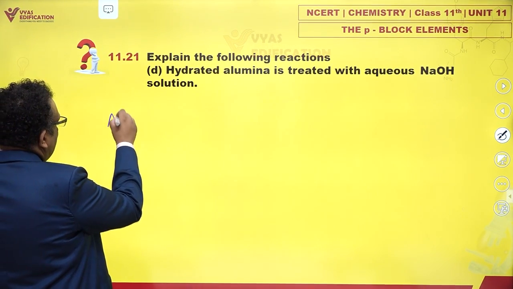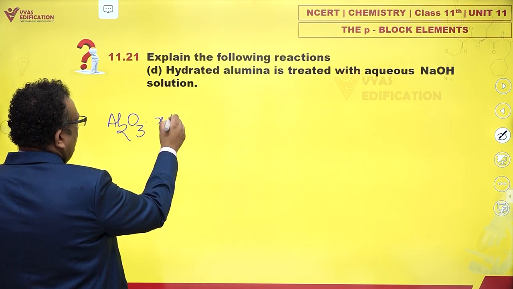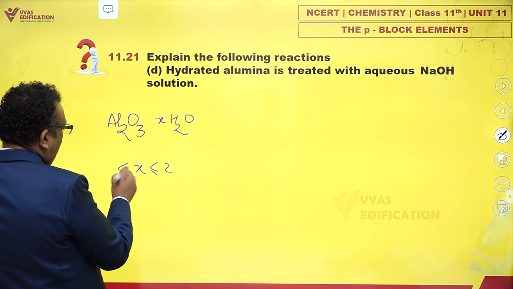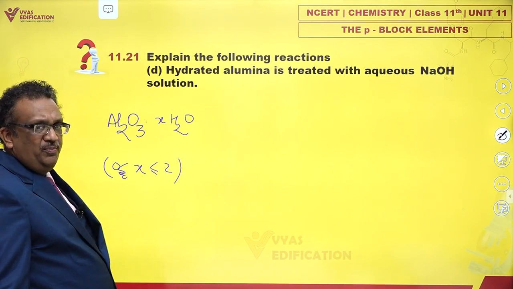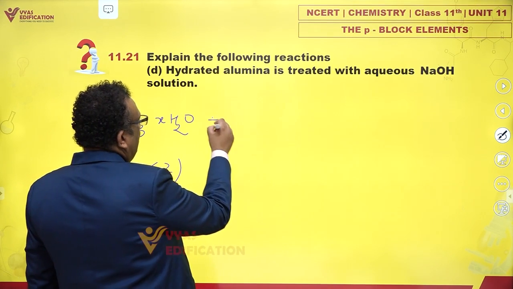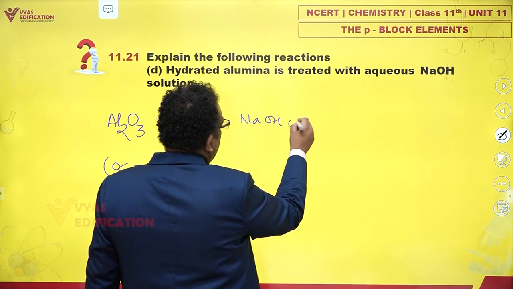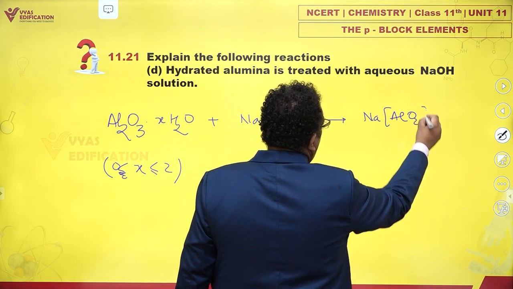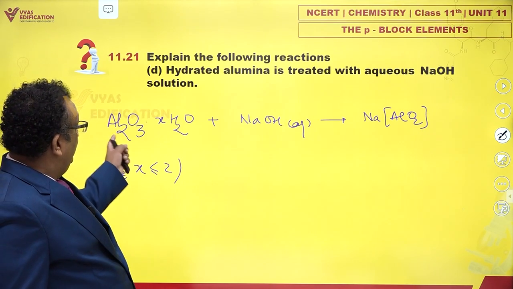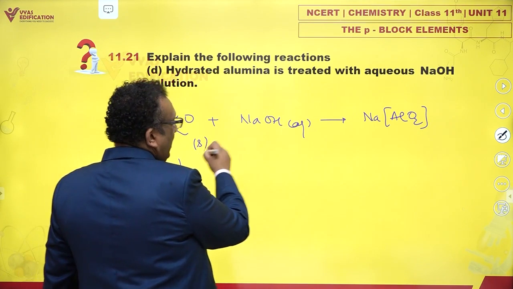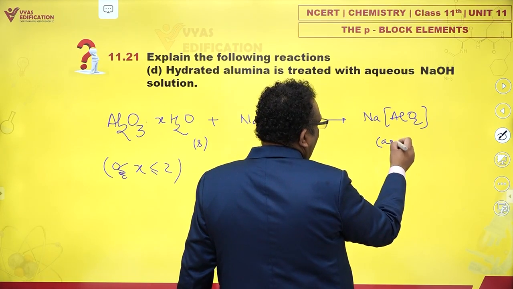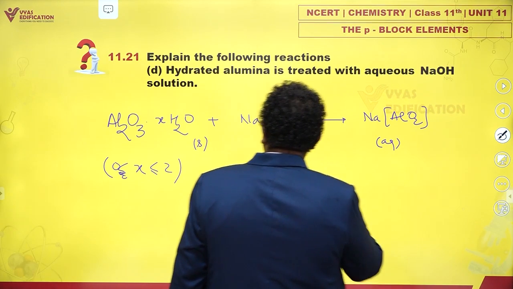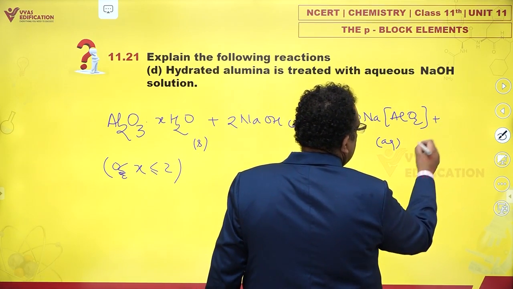Hydrated alumina, that is Al2O3.xH2O, where x is between 0 and 2. It is more than 0 but less than or equal to 2. This is hydrated alumina. If this is treated with aqueous NaOH, what you get is NaAlO2. Wow. Please note this is solid and it dissolves, giving you an aqueous solution of NaAlO2. And in addition, you get lots and lots of water plus some H2.